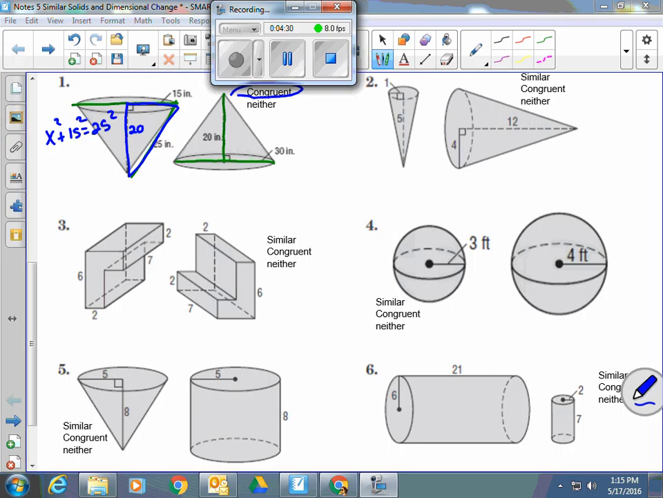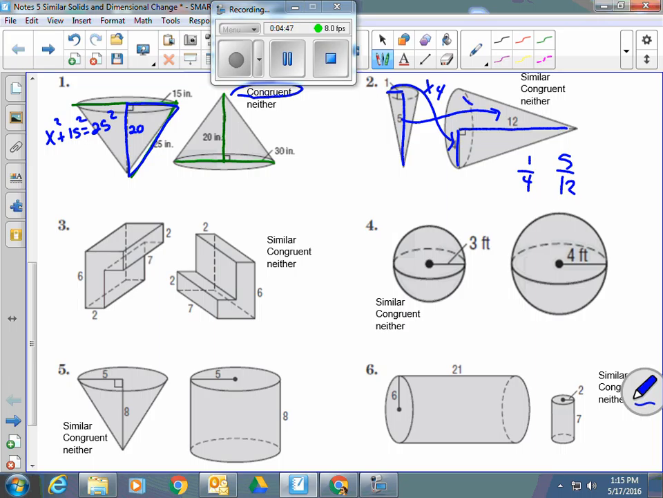Neither. Okay? So this is 1 and this is 4. So 1 over 4. This is 5. This is 12. Can I reduce that down? In other words, here from 1 to 4, isn't that times 4? That means it would have to be 5 times 4. Is that 12? No, so that one is neither.